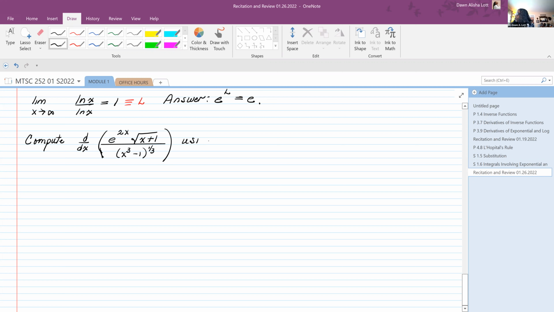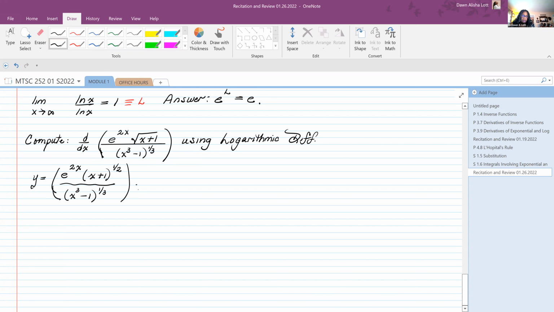Using logarithmic differentiation. Okay, what do I do? So here, y is equal to this thing, e to the 2x times, I'm going to rewrite it as x plus 1 to the 1/2 power divided by x cubed minus 1 to the 1/3 power. All right, so now what do I do if I want to use logarithmic differentiation?